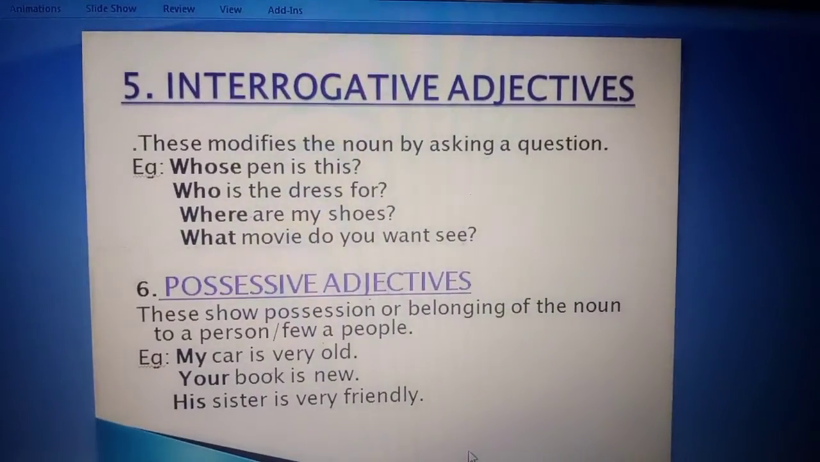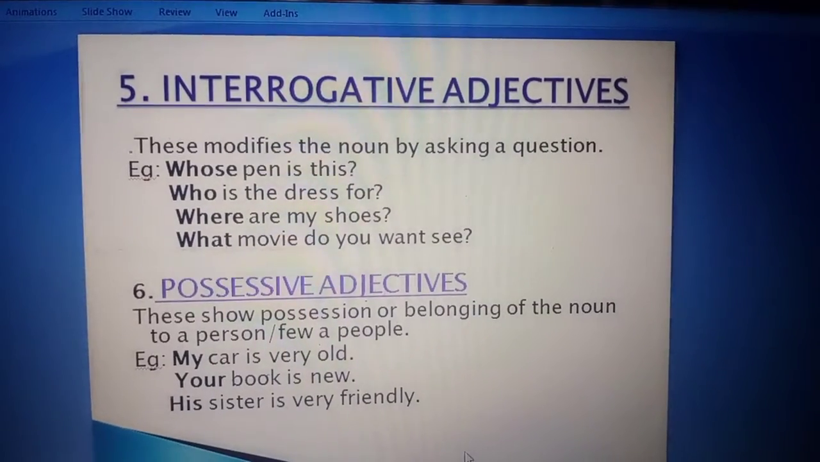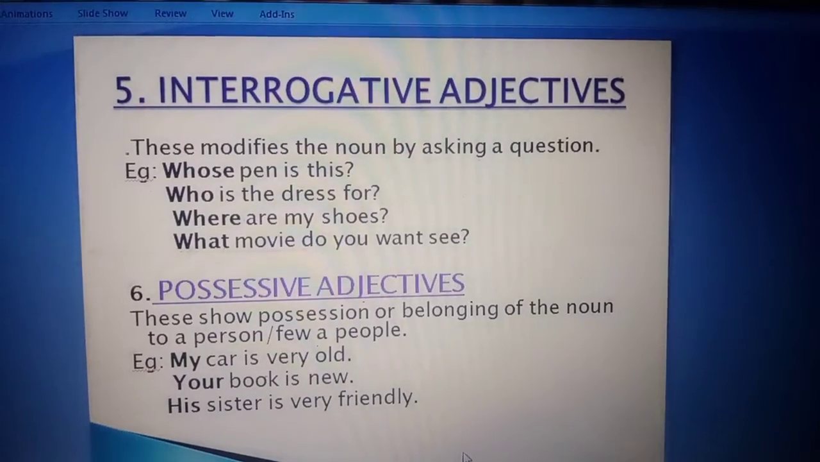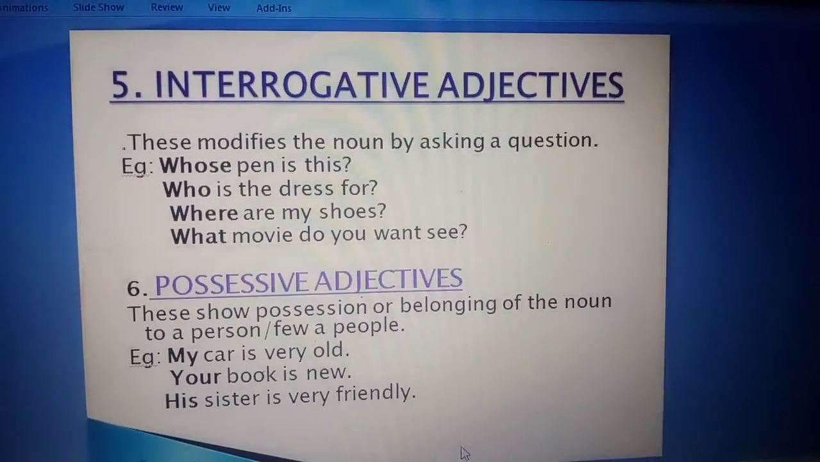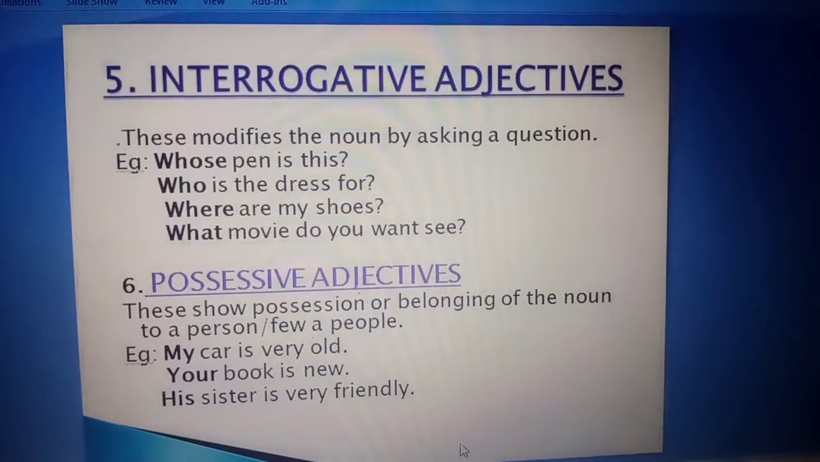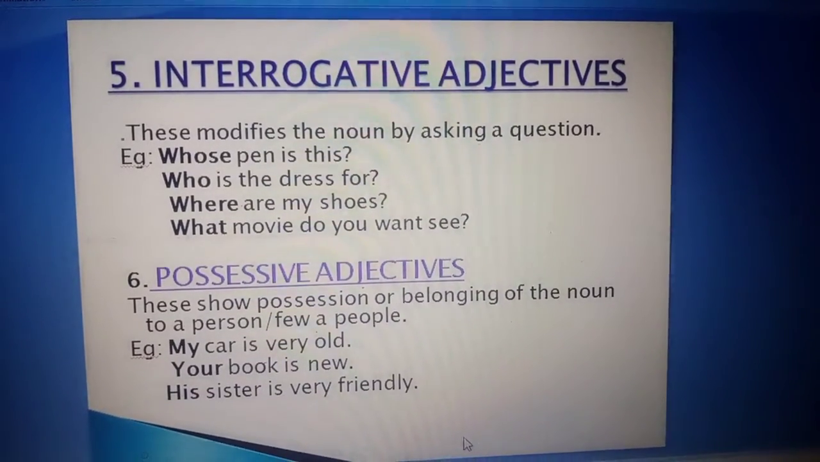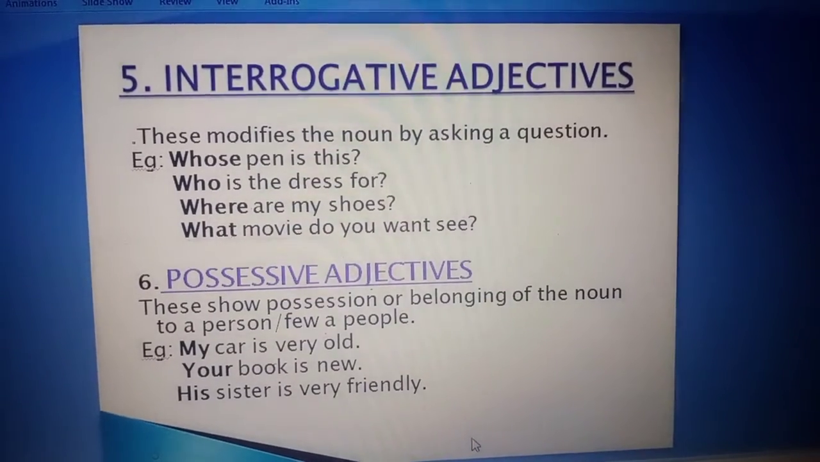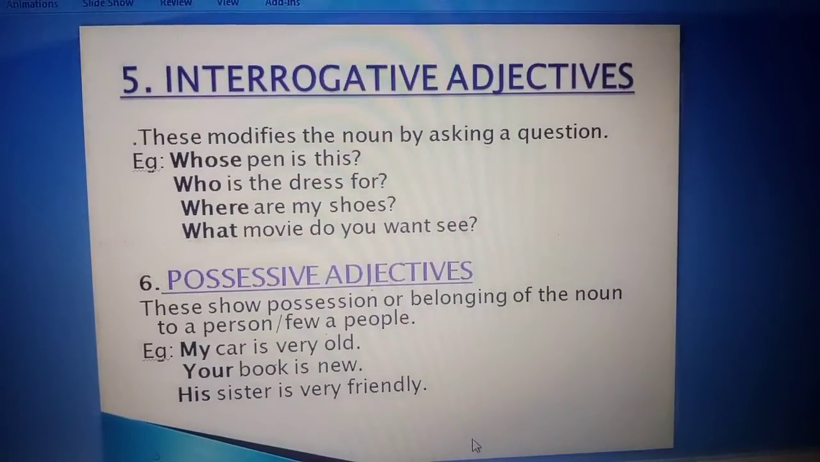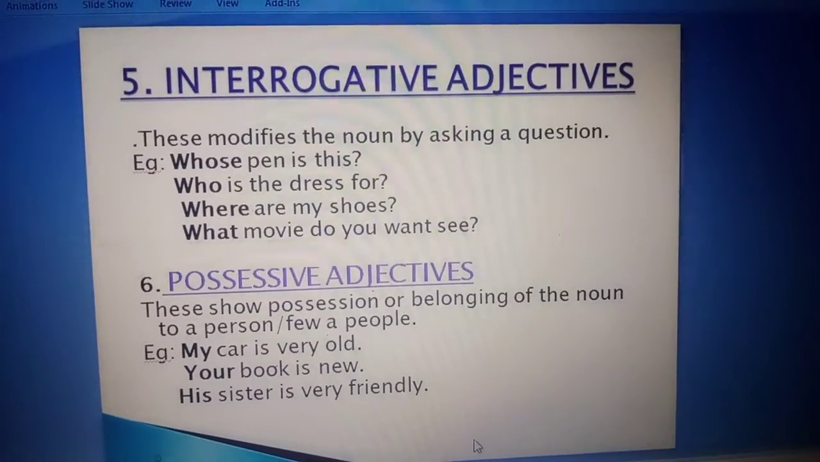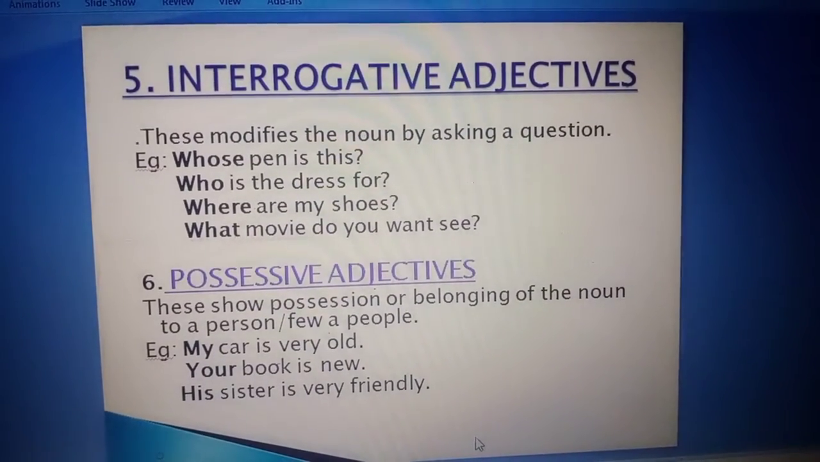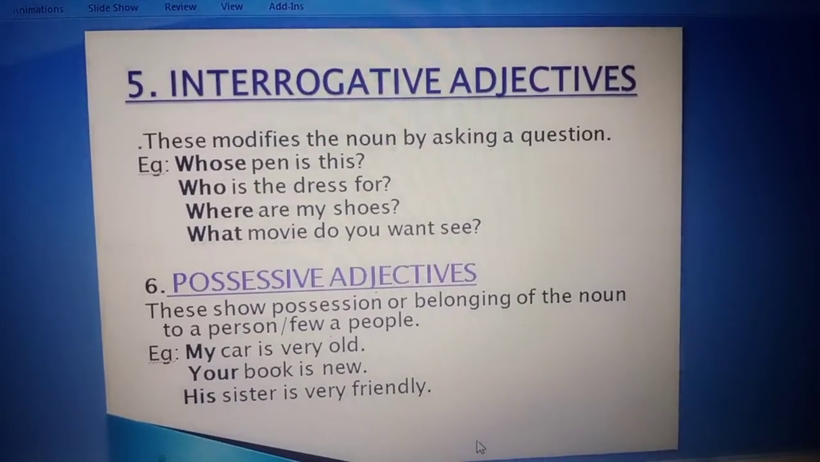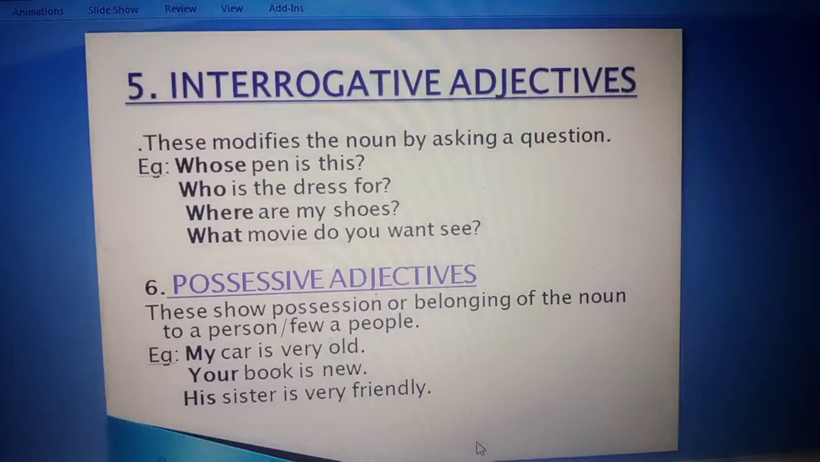Now, interrogative adjectives. What are interrogative adjectives? These modify the noun by asking a question. So WH words are one. These are the interrogative adjectives. See the example. Whose pen is this? Who is the dress for? Where are my shoes? What movie do you want to see? So words whose, who, where and what. These all are the examples of interrogative adjectives.